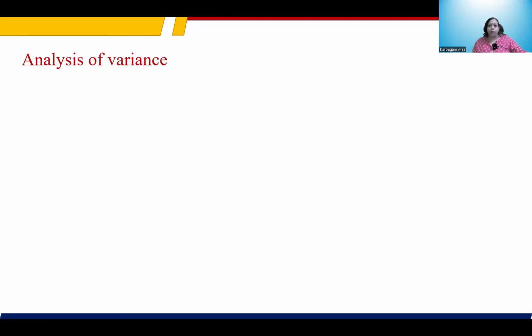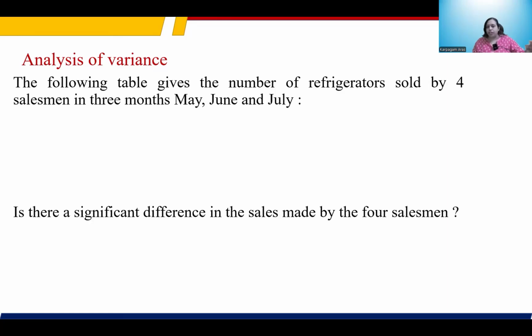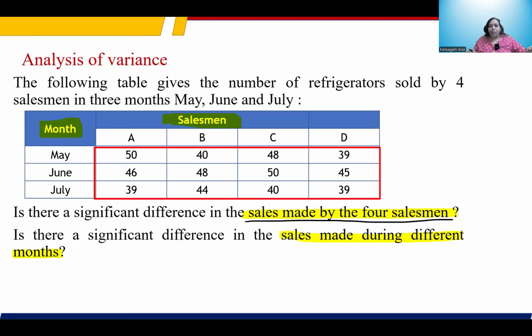We are presented with a problem where four salesmen are appointed to sell refrigerators. Is there any difference in the sales made by the four salespersons? And is there any significant difference in the sales made during different months of the year? Here you could see that the salesman is a categorical variable and the month is a categorical variable. Alongside, the sales performed by them is a continuous variable, ideal to perform a two-way ANOVA.